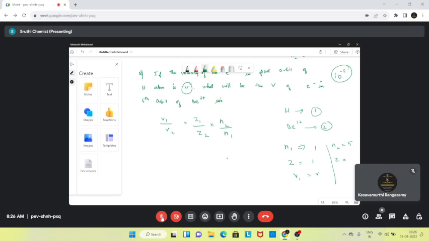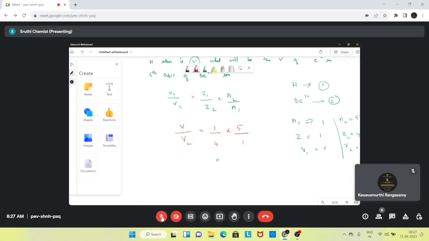So the Z value for beryllium is 4, Z2, and we have to calculate the V2 value. So let's substitute. V1 we took as V, and V2 we don't know. Z1 is 1, and Z2 is 4. N2 value is 5, and N1 value is 1. As we are finding the value of V2, what's the answer? 5 by 4.